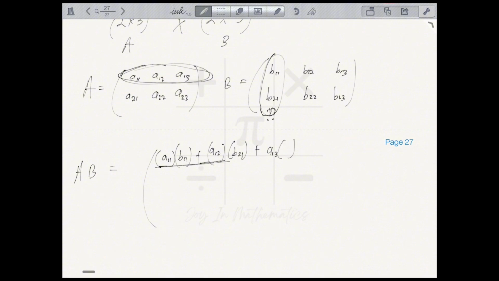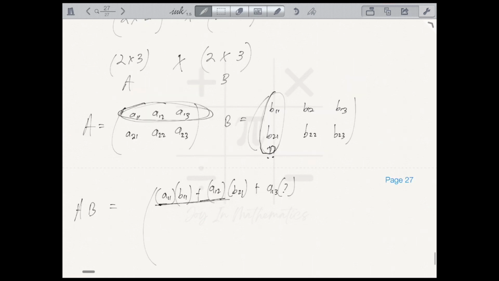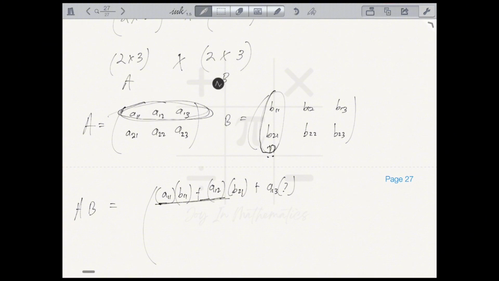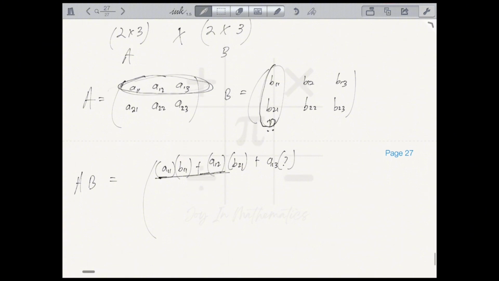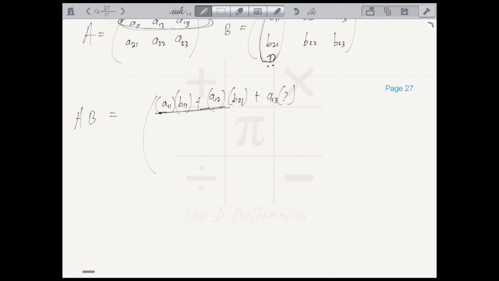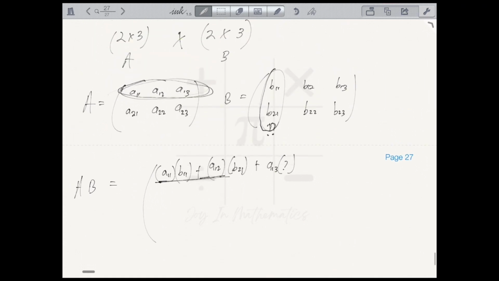So we can see there is an error here now. These are 3 elements, these are just 2 elements, so definitely it's not possible. So a 2 by 3 matrix multiplied by a 2 by 3 matrix, again, is not possible. However, if we have another element here, if we call that element B31, then it will be possible.